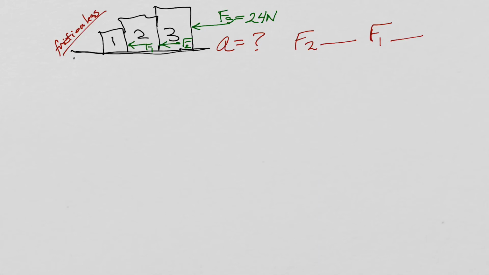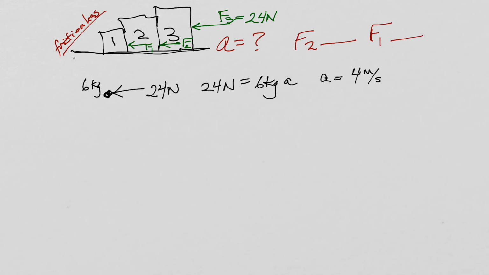So let's take a free body diagram approach like we do with everything else. And I'm going to combine all three masses, so that's 6 kilograms, and it's being pushed with 24 newtons of force. So the force is 24 newtons. That equals 6 kilograms times an acceleration. So a equals 24 divided by 6, or 4 meters per second squared. So all three boxes are moving at that acceleration.